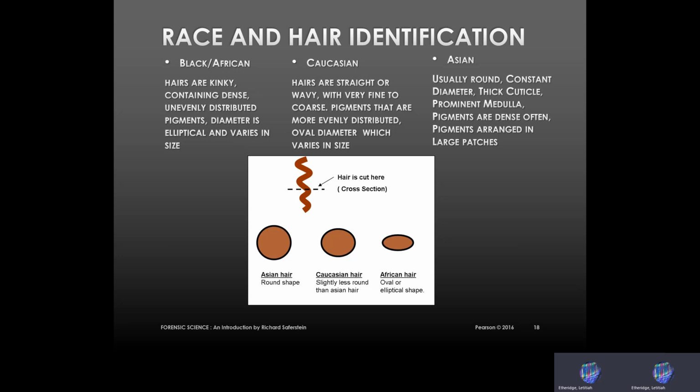And then when we get to Asian hair, it's usually round, constant in diameter, very thick cuticle, prominent medulla. Pigments are dense, and often the pigments are arranged in very large patches.